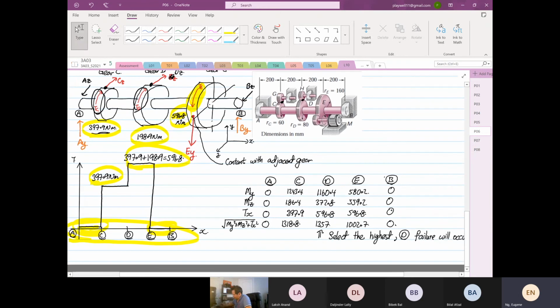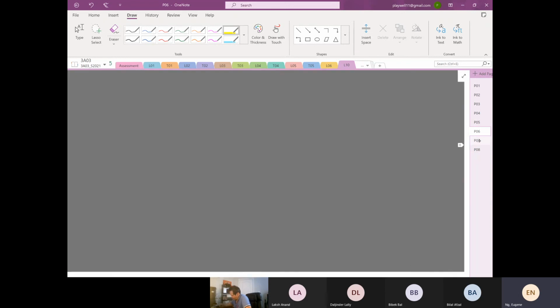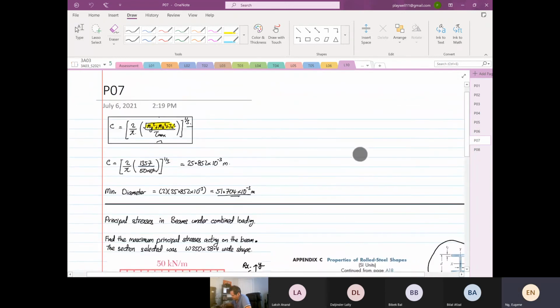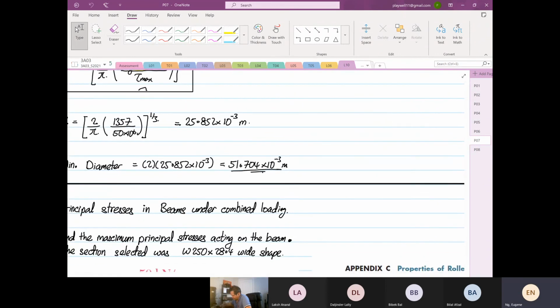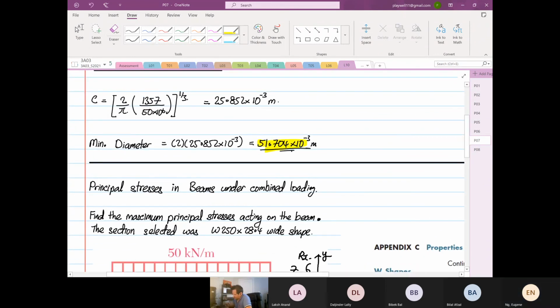Then you tabulate your moments at different positions. Then you apply My squared plus Mz squared plus your torque in the x direction squared. You find the highest value, which is at point D. Why do you use that? Because likely any point will fail. It will fail at point D. Period. Simple. So from here we just plug into a formula. Then you get your diameter.